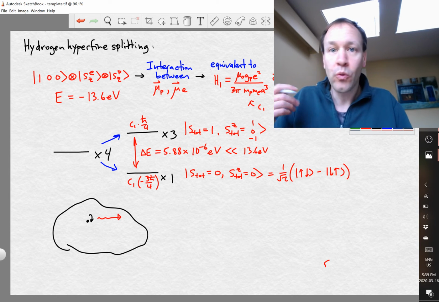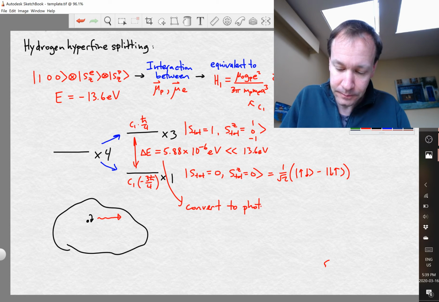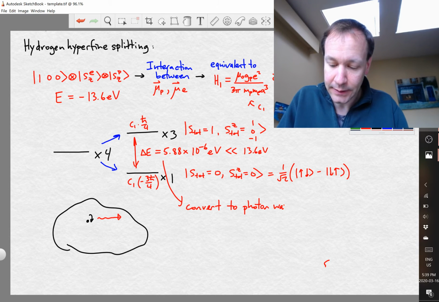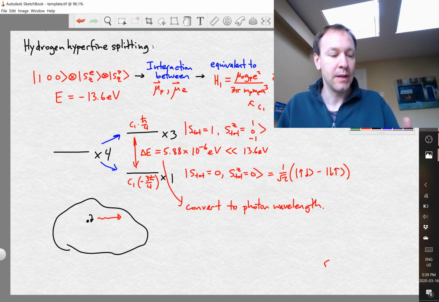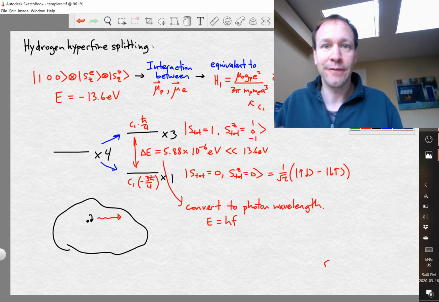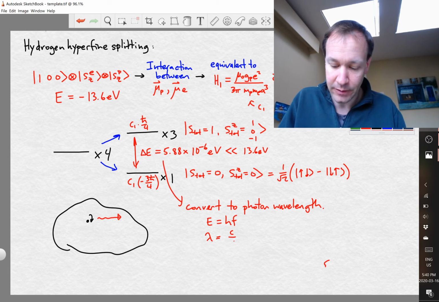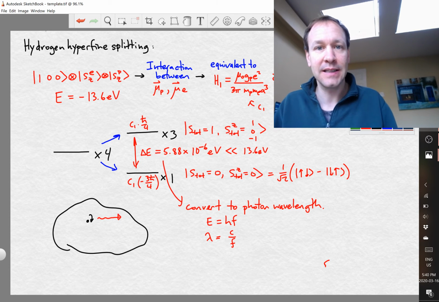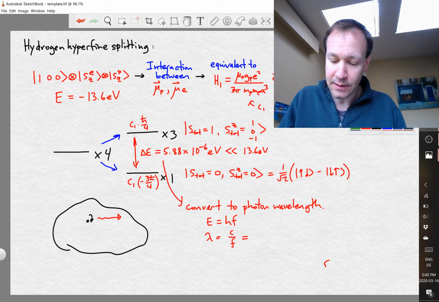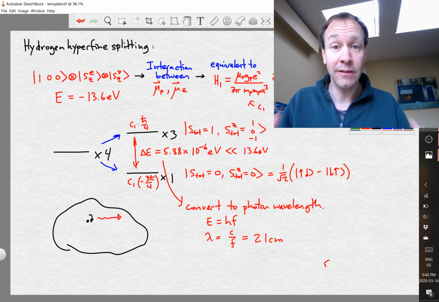So what are those photons? Let's convert that to photon wavelength. First of all, use the relationship between energy and frequency for photons, E equals hf. That allows you to find the frequency of the photon with that energy. Then you can use the relation between wavelength and frequency: wavelength times frequency is velocity. So you can calculate the wavelength of these photons, and in the end, you find 21 centimeters. That's in the radio wave part of the spectrum.